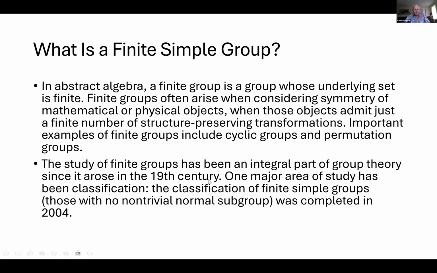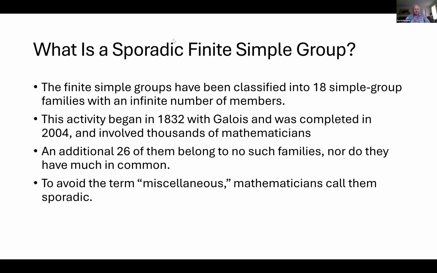The key thing here is that it's only been until 2004 that mathematicians were convinced that they classified all of these finite simple groups. And that meant that there were no non-trivial subgroups here that were hidden, that they had missed anywhere. Everything had been classified. It took 150 years and literally thousands of mathematicians to do this. So that takes us to what is a sporadic finite simple group.